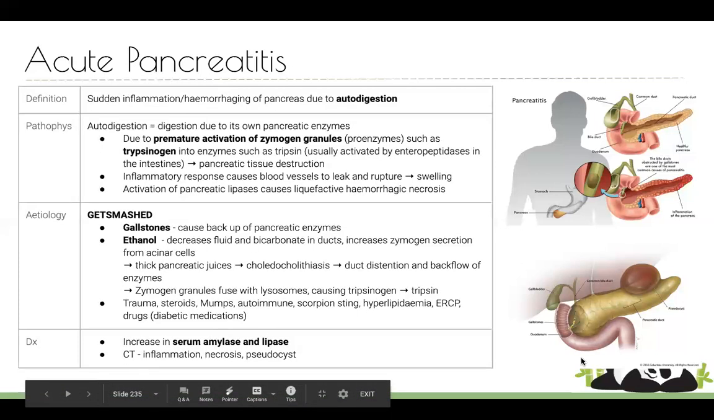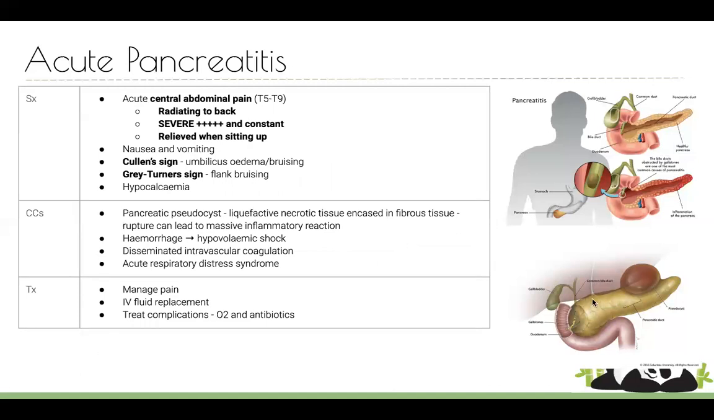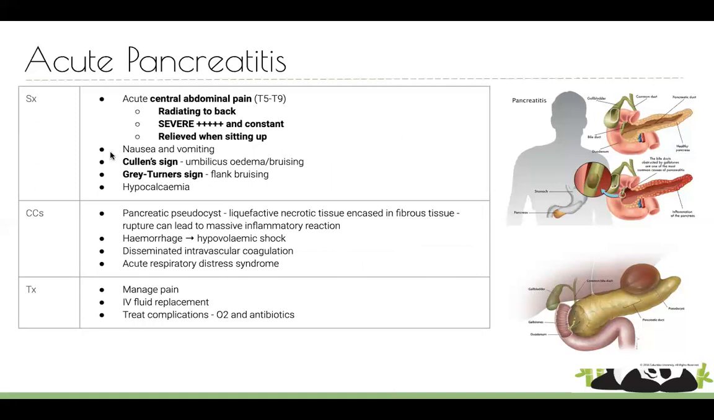And then on CT, which is imaging, you might see inflammation, you might see necrosis, and you might see a pseudocyst like this. These guys present with really, really bad central abdominal pain. So it's an acute abdomen, radiates to the back, severe and constant, and it's not relieved when sitting up. You might see Cullen's and Grey-Turner's sign on your abdo exam. Cullen's is umbilicus and Grey-Turner's is flanks, and they're both bruising. I think Grey-Turner's because Grey means bruising and Turner's is on the flanks. And then Cullen's just constant. Nausea and vomiting because it's causing them so much pain.